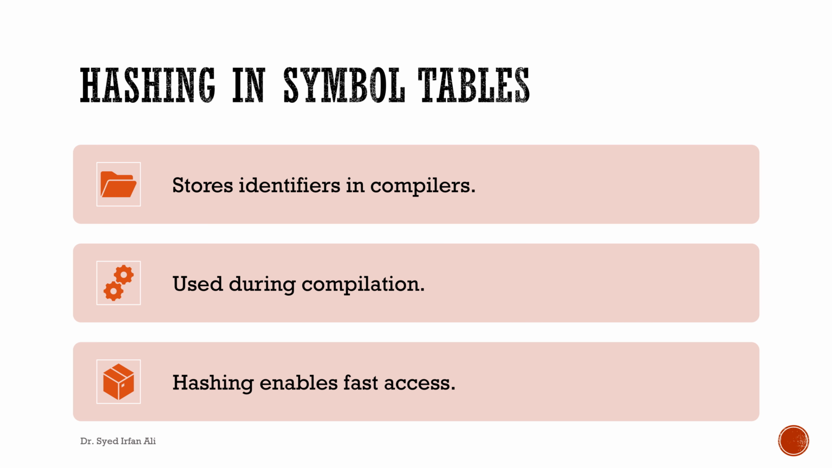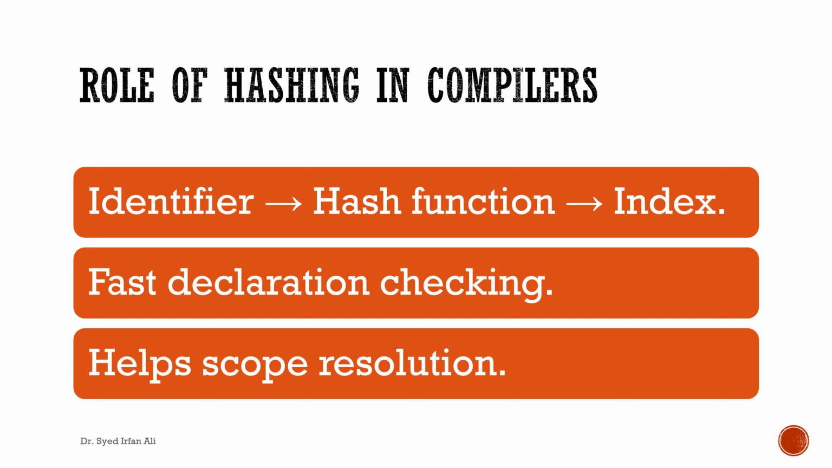Now let us understand hashing in symbol tables, which are used in compilers. A symbol table stores identifiers like variable names, constants, and function names. Hashing helps the compiler manage these identifiers efficiently. In compilers, the identifier name is passed through a hash function. The hash value gives the index in the symbol table. This helps in fast checking of variable declaration, scope resolution, and type checking.